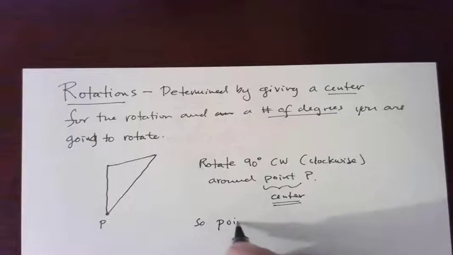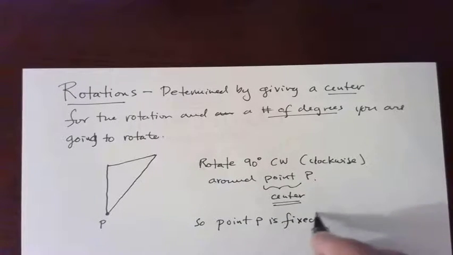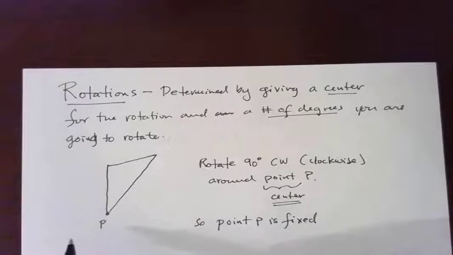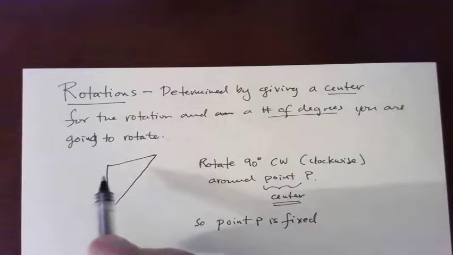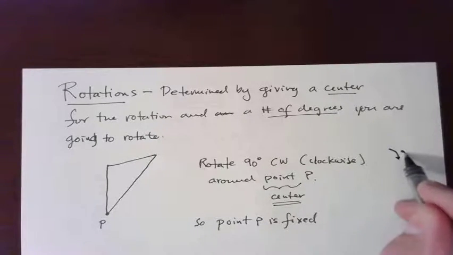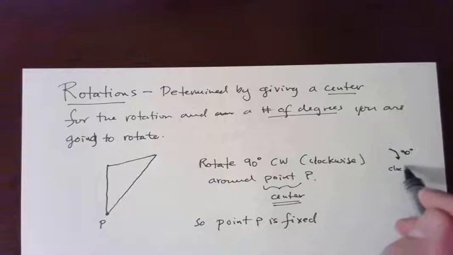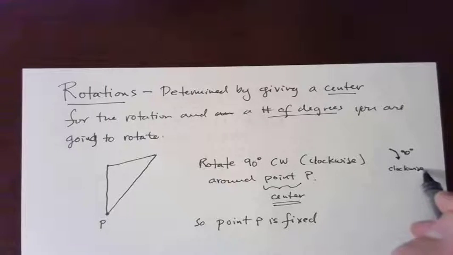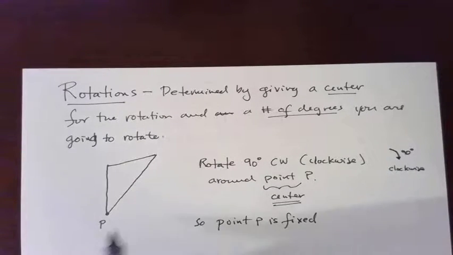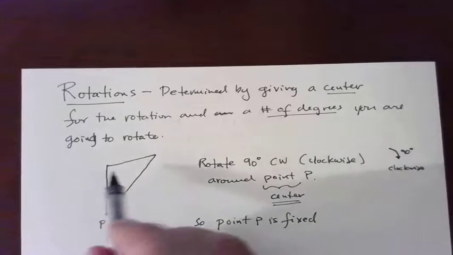Point P won't move at all. So the image of point P, P prime, is going to be the same as point P. It's just going to stay right there. Then the triangle is going to turn 90 degrees clockwise around that point P. So it's going to turn like that, 90 degrees. So if you picture the segment that's straight up vertical, it's going to turn from 12 o'clock to 3 o'clock. So let's see how we do this by hand.